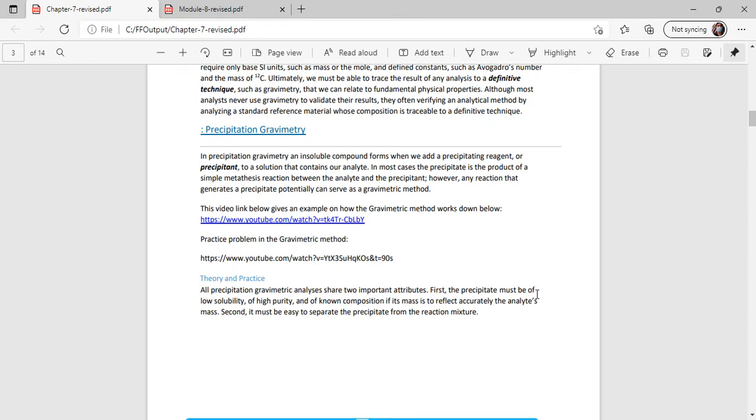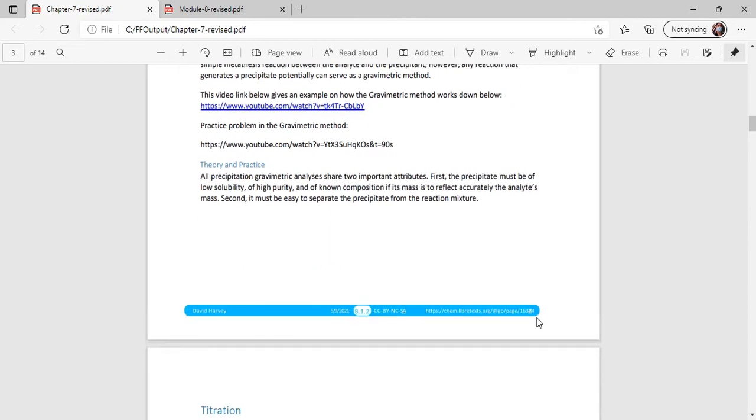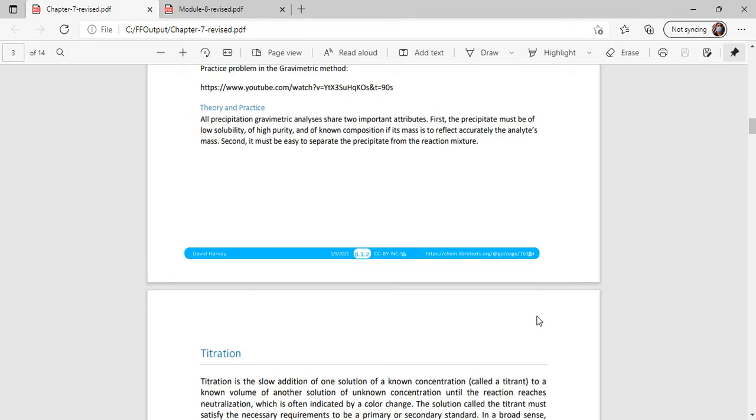Second, it must be easy to separate the precipitate from your reaction mixture. Ibig sabihin, pwede lang siya mahapos lang gamiton if you use your filter paper. Tanan nga precipitate mo, mapabilin lang sa imong filter paper.